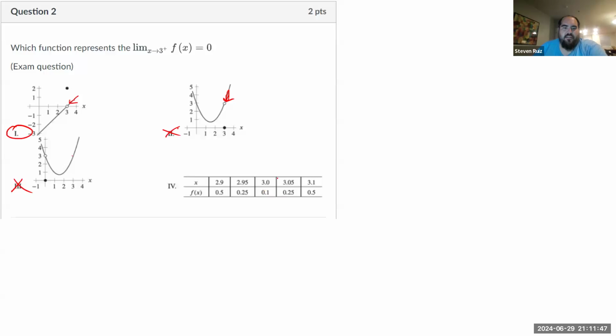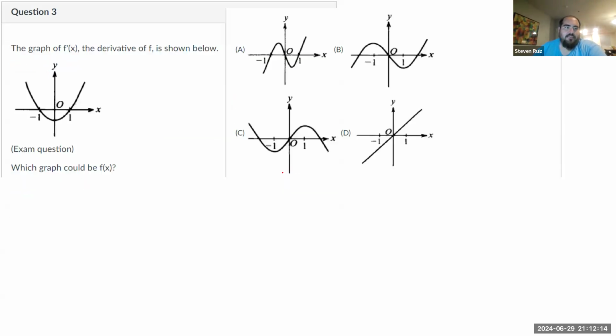And then how about 4 here? As x approaches 3 from the right, so basically if I look at this table going right to left, does it look like my limit is 0? I don't think I have enough information to tell you. It might be, but it is certainly not as conclusive as what's going on in Roman numeral 1. So I think that's the only one I'm going to take.